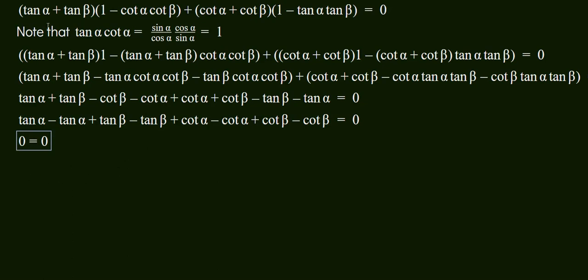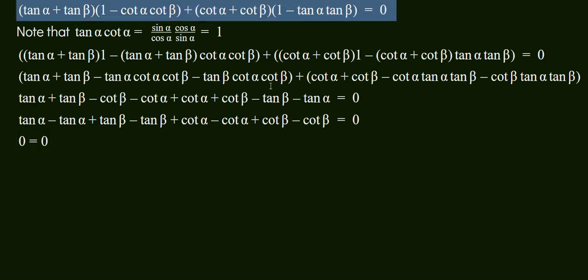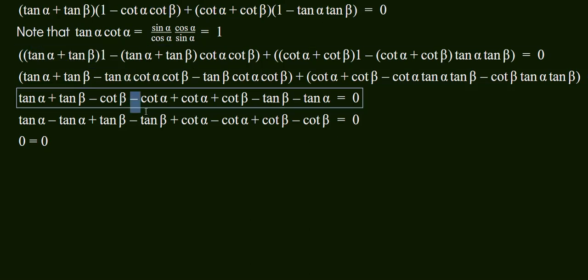All right, I hope that helped with this problem. This is one that looked really intimidating, but actually when you do the multiplication, it simplifies away very quickly.